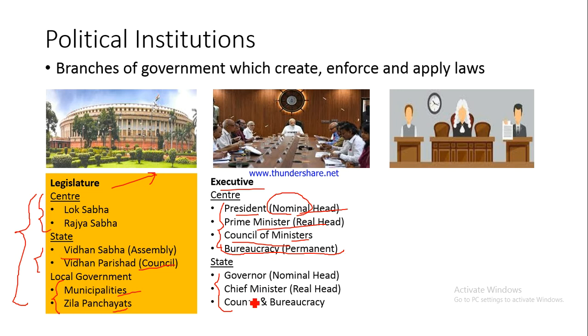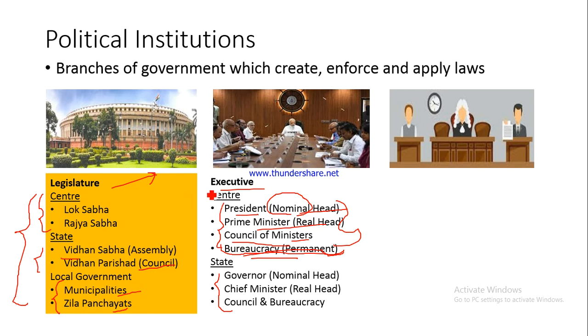Who are the permanent executives? The bureaucracy. Bureaucracy, the government officials: the secretaries, the joint secretaries, the cabinet secretary, the deputy secretary. These are the people who are considered to be the permanent executive. However, while the others are elected to the office, they are not elected to the office. They are recruited through an exam. And the most prominent exam conducted here in India to recruit bureaucrats is known as the civil services exam. In states, we have got the state civil services exam, right?